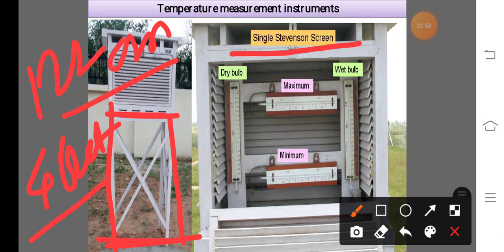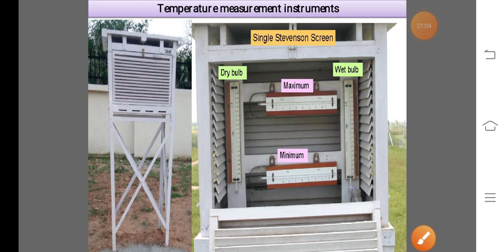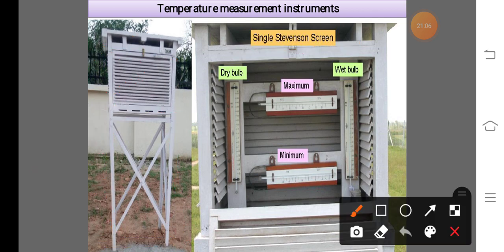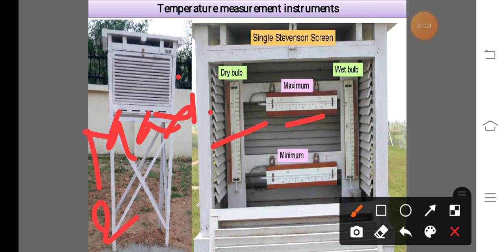That means 4.08 feet. And this single Stevenson screen includes 4 thermometers, used to measure temperature. That means here are 4 types of thermometer. The first is the maximum thermometer. It is used to record the maximum temperature of the day, or in 24 hours, or from last setting.